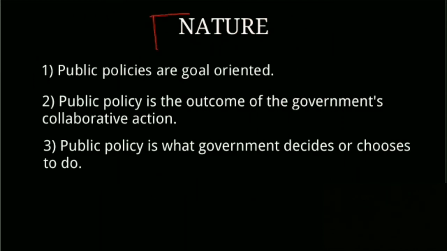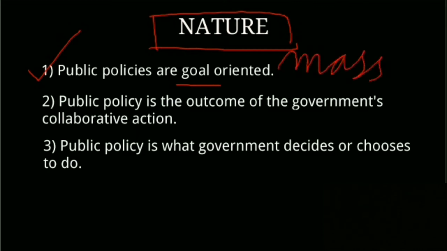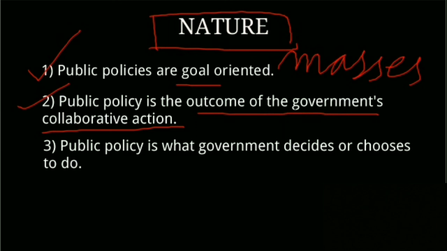Number one, public policies are goal-oriented. Public policies are formulated and implemented in order to attain the objectives which the government has in view for the ultimate benefit of the masses in general. These policies clearly spell out the programs of the government. Number two, public policy is the outcome of the government's collective action. It is a pattern, or course of activity, of governmental officials and actors in a collective sense, rather than being termed their discrete and segregated decisions.